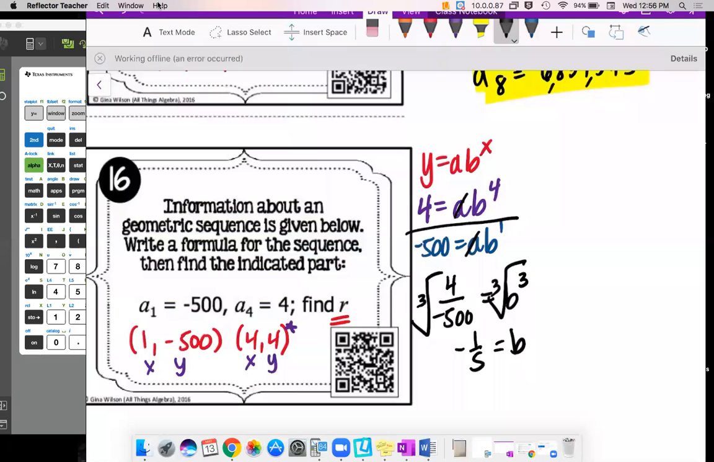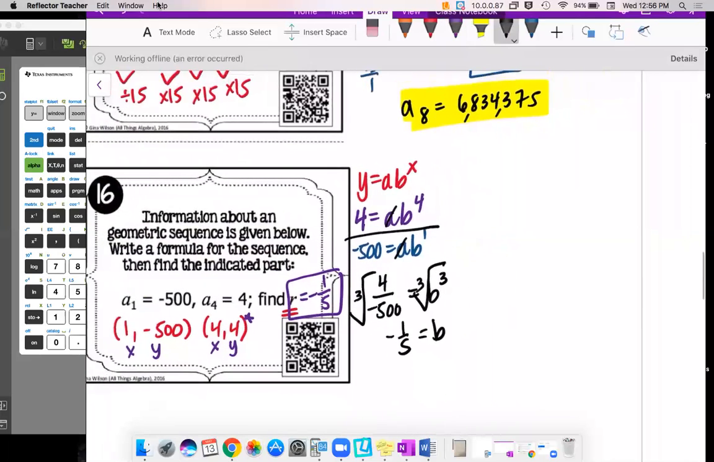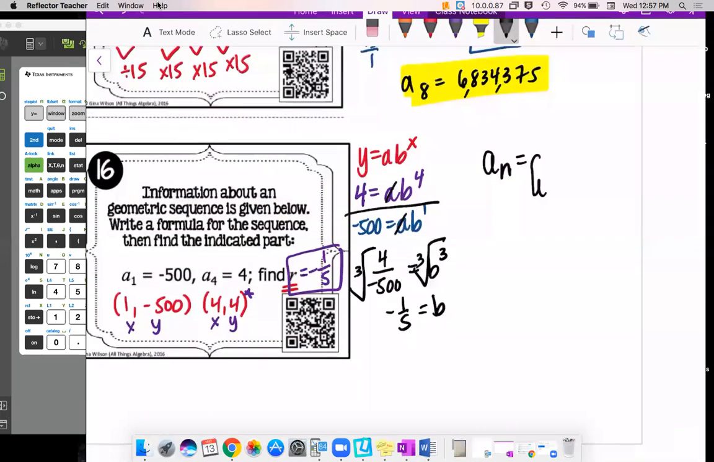So since that's where it wanted us to stop, you could stop here. So r is negative 1/5, meaning I'm multiplying by negative 1/5 over and over again to get the terms in the sequence. But let's try to write the equation. So a of n equals a sub 0 times our r, which was negative 1/5, to the n. Now we need to find the 0 term.